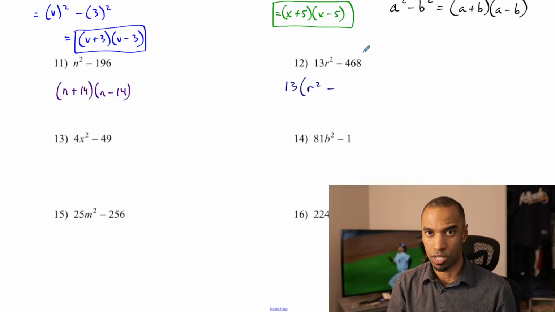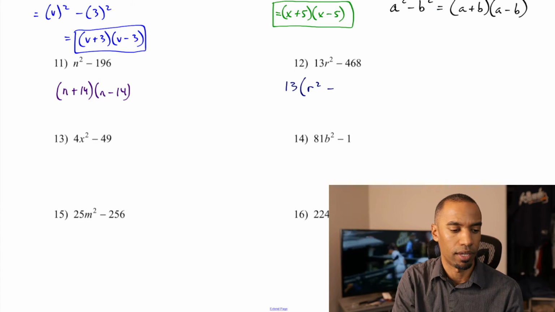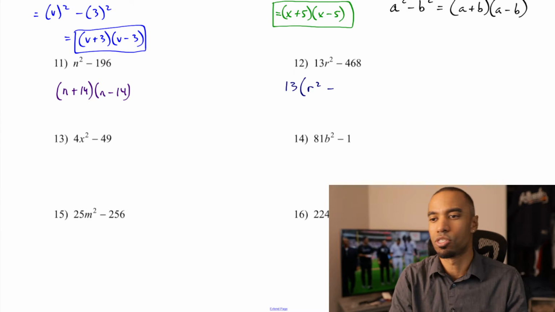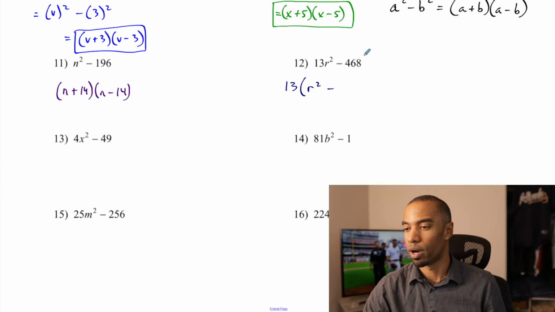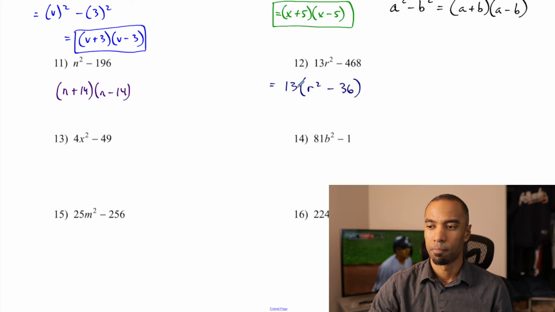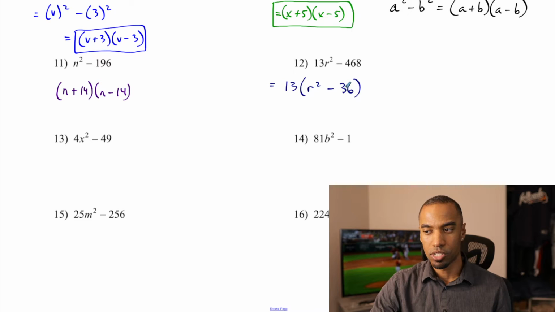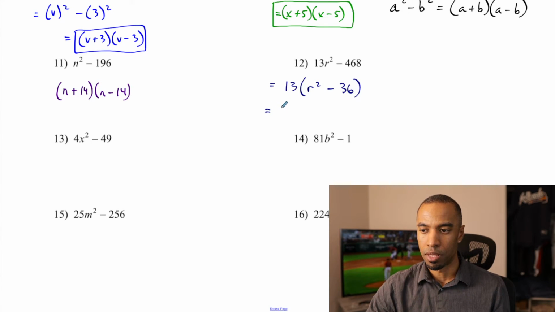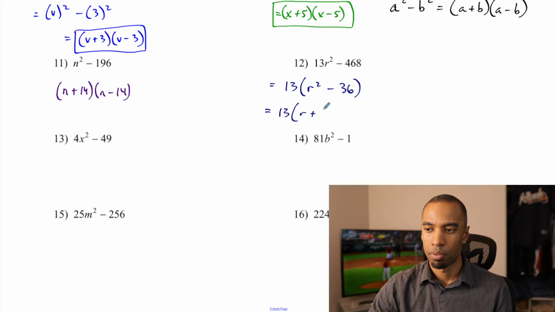Now, I don't know 468 divided by 13, so I'm going to use a calculator right here and figure that out. Give me one sec. 468 divided by 13, that's 36. 36 is a perfect square. So that becomes r squared minus 36 with a 13 on the outside. Now, again, 36 is 6 squared, and this is r squared. So this is going to be 13 times r plus 6 times r minus 6, like that.